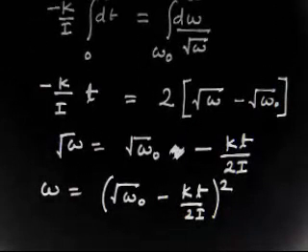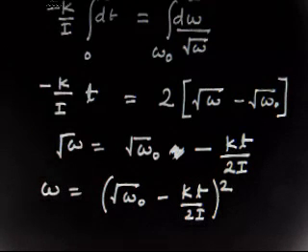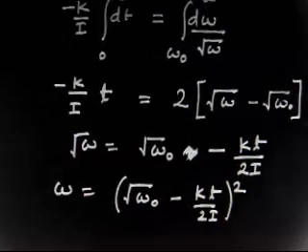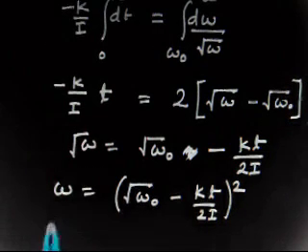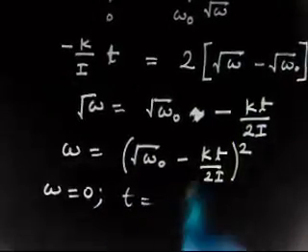Now the question says find out the average angular velocity. So the question is asking to find the average angular velocity averaged over the total deceleration time. So I have to find the total deceleration time, where the final omega will be 0. This means final omega will be 0 when this system stops. So from there I can find the time. So when omega is equal to 0, that is, the flywheel stops, t is equal to t naught.